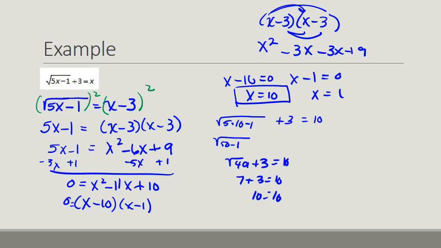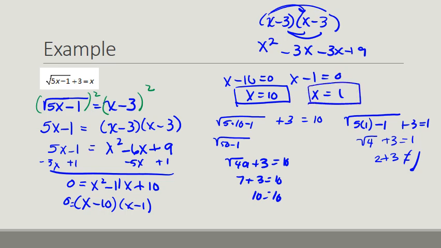If we put in 1, and again, we're only looking at the positive roots. So the square root of 5 times 1 minus 1, plus 3 equals 1. And common sense should tell you that's not going to work, because I'm going to get the square root of 4 plus 3 equals 1, and 2 plus 3 does not equal 1. So that is not a solution.